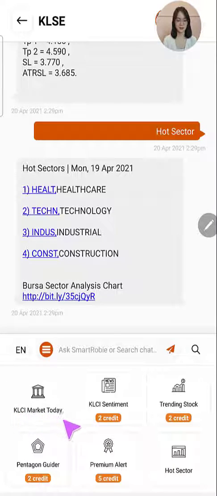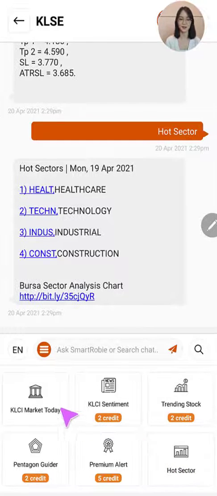So once you have hit the main menu icon, you will first see the KLSE market today that tells you what's happening to the market. Then we have our KLSE sentiment news, followed by the trending stock list that is updated on a daily basis. Also, our Pentagon Guider, which is our flagship stock trade idea, which allows a lot of you investors, especially beginners, to get into a potential stock very early. Not to forget, our Premium Alert, which is our intraday stock trade idea that is updated every 30 minutes. Lastly, will be our latest feature, which is the Hot Sector that will show you what are the top trending sectors in KLSE that is popular among traders or investors.